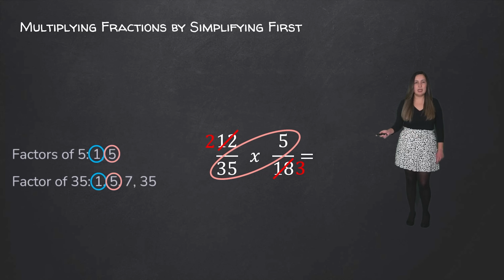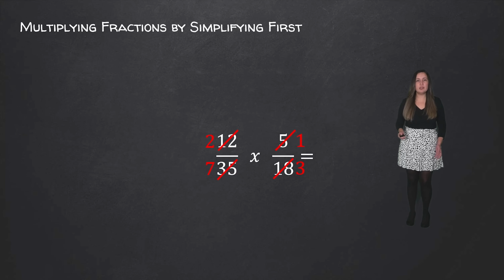So we're going to take both these numbers and divide them by 5. So we cross out the 5. 5 divided by 5 is 1, sorry. And we're going to put a 1 there. And then we're going to do 35 divided by 5, which is 7, and replace that number with a 7.